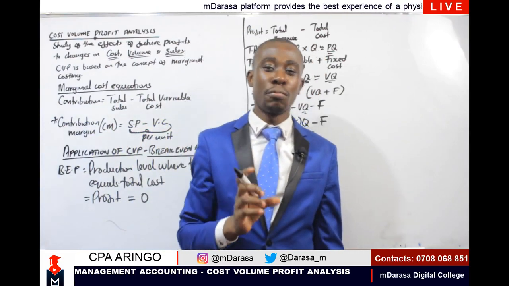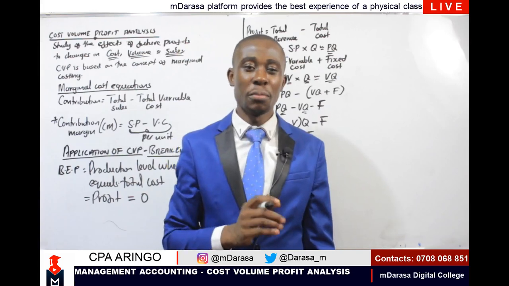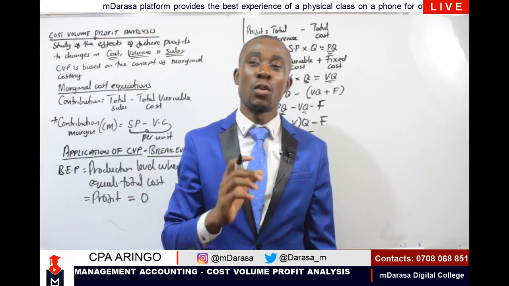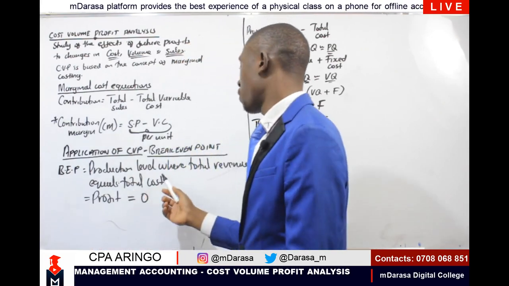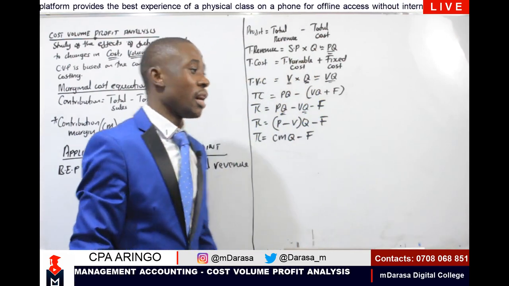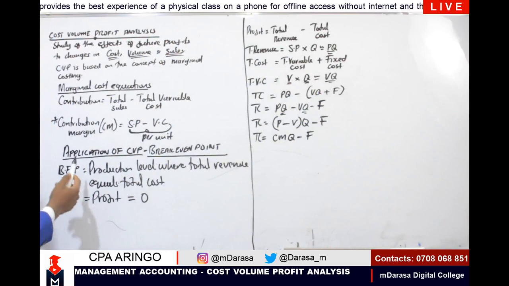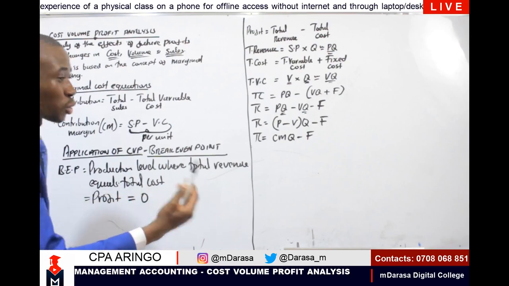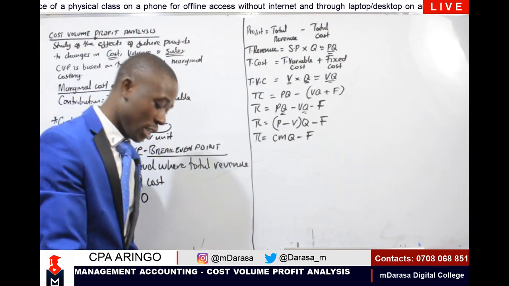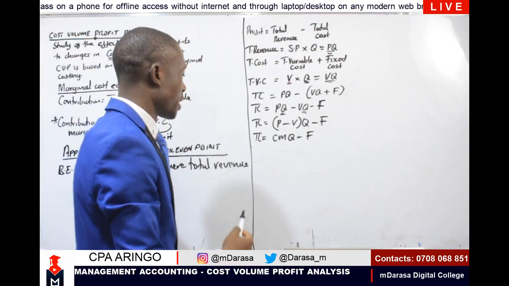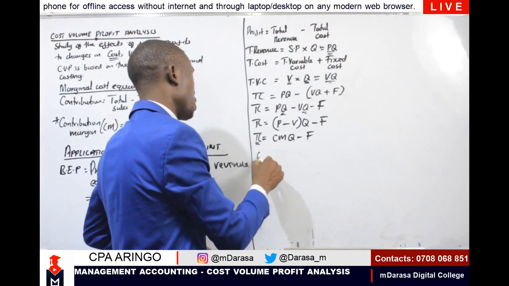That should give us our profit. Now, up to that point, we are very good. But the question is, we want to determine the production level where our total revenue is equal to our total cost. Our main aim is to determine that production level. So can we determine that one? Yes, we can. Because at this point, my profit is equal to zero.